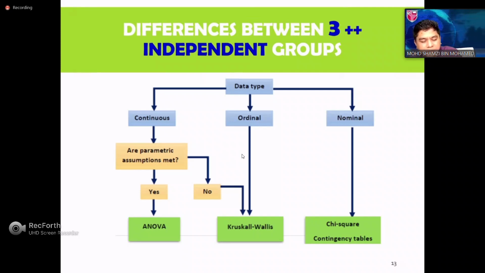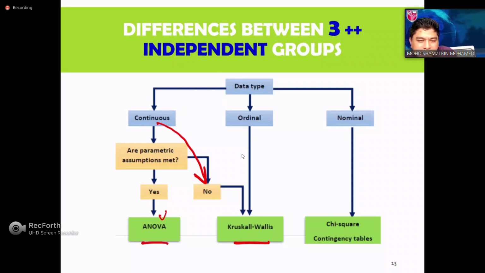Differences between 3 or more independent groups, of course, 3 or more, you go for ANOVA for continuous data. Now, if you also have continuous type data but it does not follow normal distribution, go straight away to Kruskal-Wallis. So even if your data is measurable, quantifiable, but does not follow normal distribution, go for the Kruskal-Wallis test.